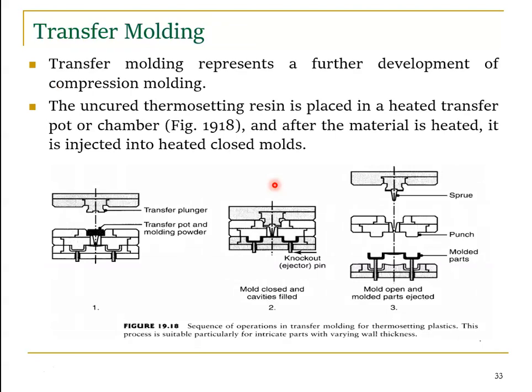The next process is transfer molding. As the name implies, it transfers material. Transfer molding represents a further development of compression molding. The uncured thermosetting resin is placed in the heated transfer pot or chamber, and after it is heated, it is injected into the heated closed molds. If the temperature increases, it melts and occupies the space in the die. After curing, the parts are removed.